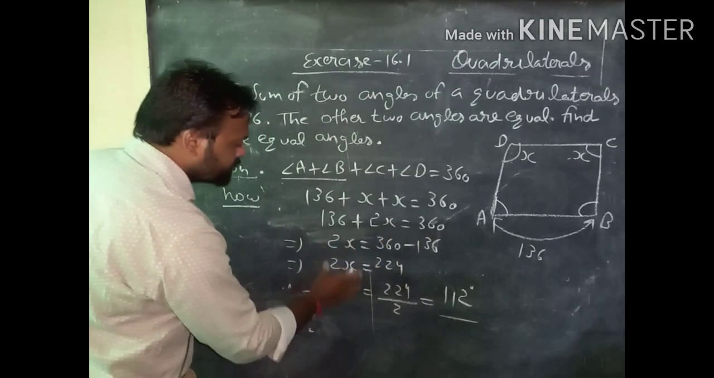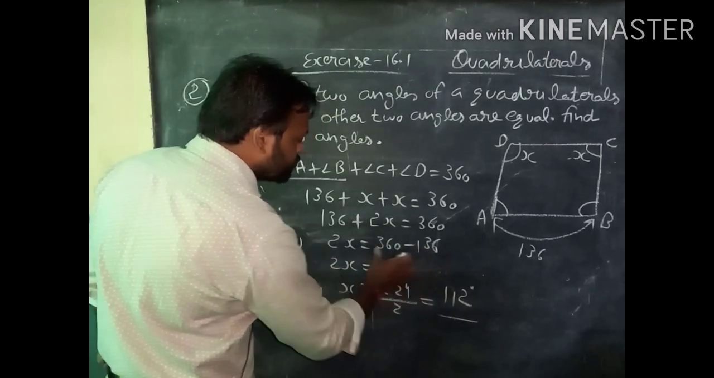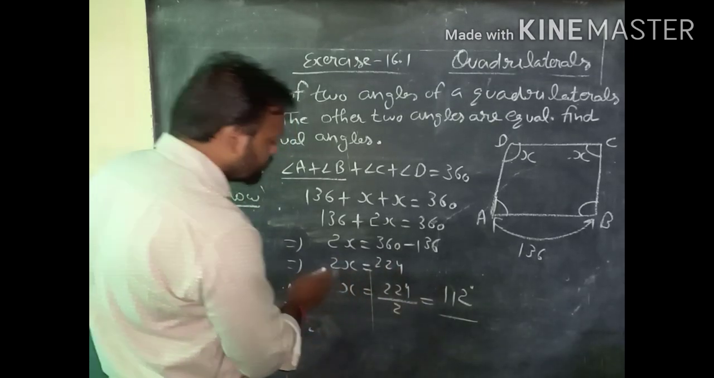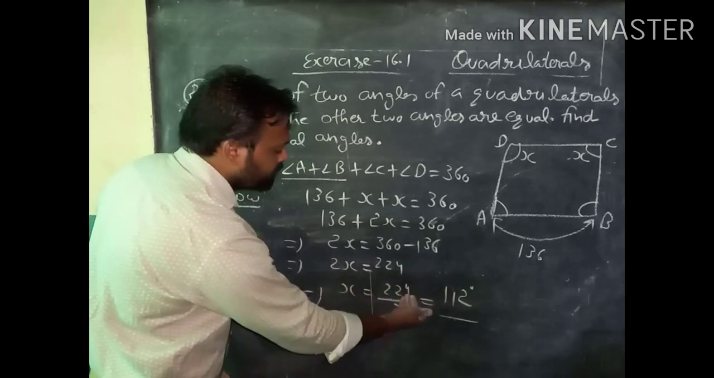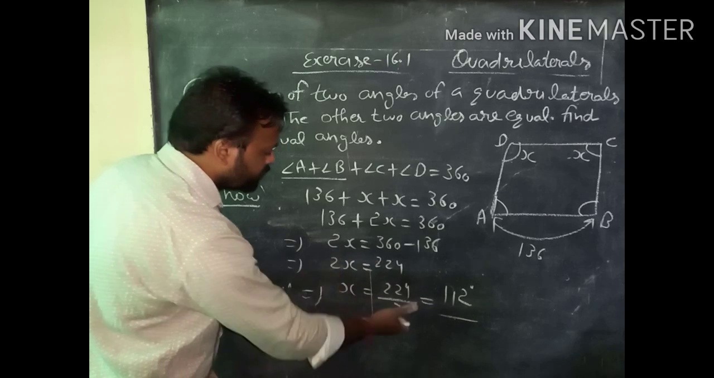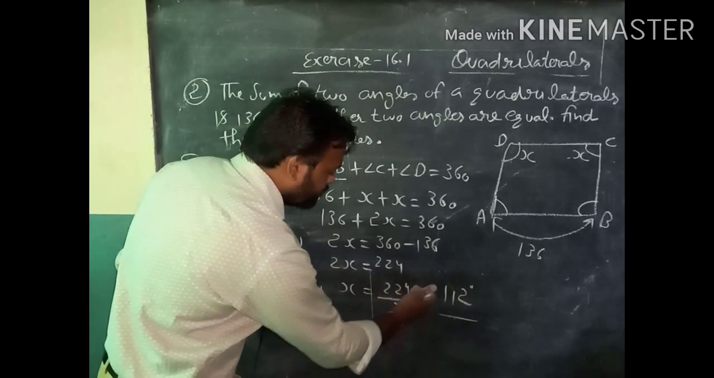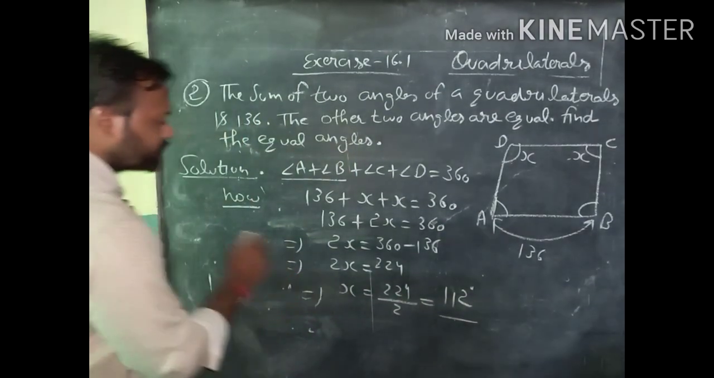So in the next step you can see 2x is equal to 224, after subtracting 136 from 360. Then you can see here 2 is in multiplication. When we take 2 to the other side, it goes into the denominator. So take this 2 into the denominator, and after division it will become 112. So the value of x is 112.